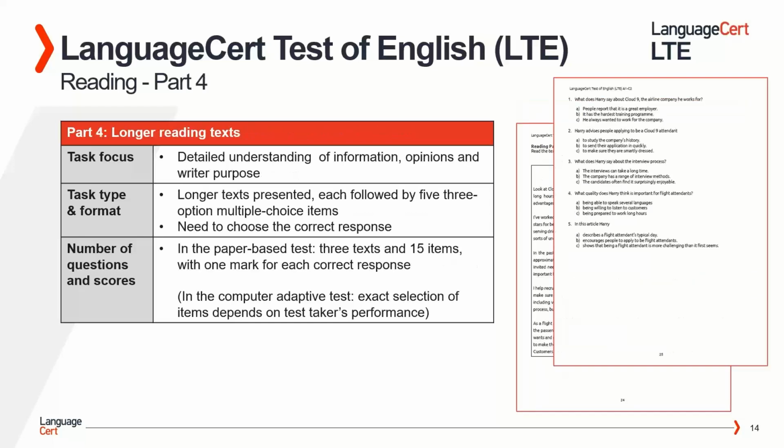Here is a sample from Part 4, which aims to assess detailed understanding of information, opinions, and writer purpose. This part consists of longer texts, and the test taker is asked to choose the correct response from multiple choice options. In this part of the paper-based test, there are 3 texts, each followed by 5 3-option multiple choice items. 1 mark is awarded for each correct response.